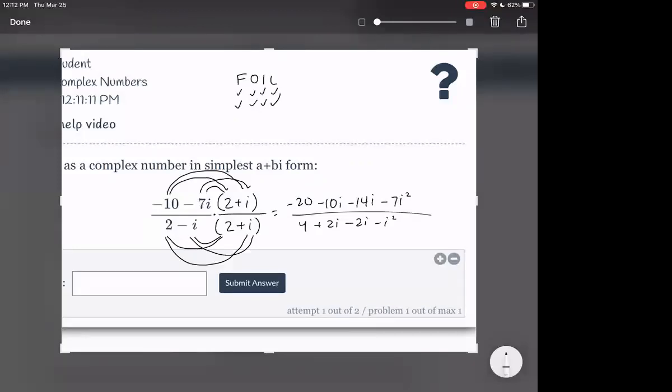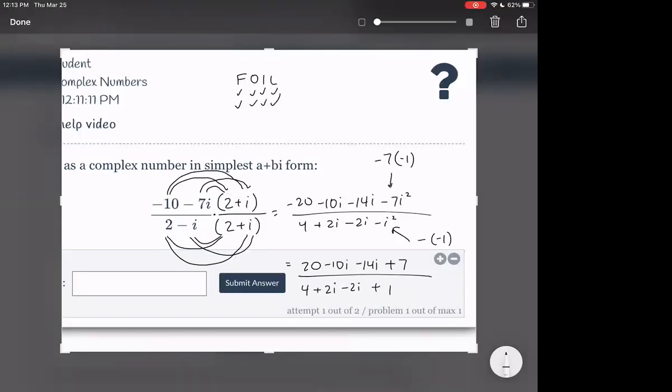I still want to give you guys a chance to ask questions, so are there any questions? Let's keep going. Remember, this is a minus 7 times negative 1 because that's what the i squared means, so we're going to change that minus to a plus. Let's rewrite this: negative 20 minus 10i minus 14i. Didn't change anything of those, but we have a minus 7 times negative 1, so that's actually a plus 7. Bottom is the same. We have 4 plus 2i minus 2i. And then over here, we have a minus i squared, so that's technically a minus negative 1. That's a plus 1.